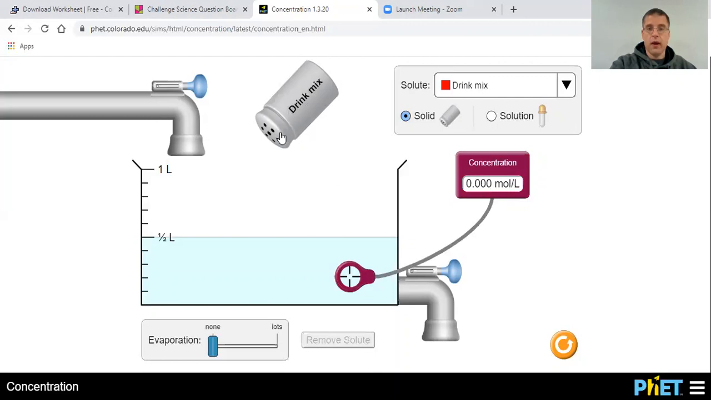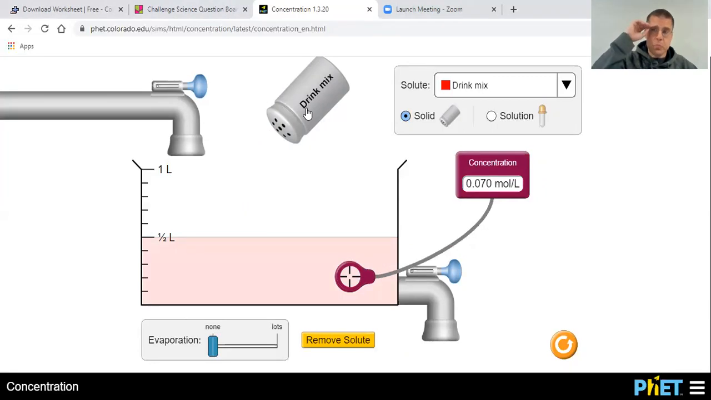Okay? So right now, I'm going to add a little bit. Right there, I added some Kool-Aid. It has now dissolved and been surrounded by water, the solvent. Obviously, I can add more. So right now, it is unsaturated, which means there's a lot of room to accommodate more dissolving.